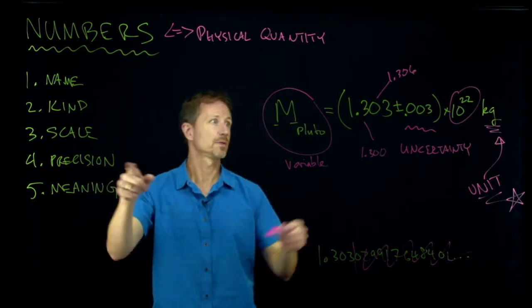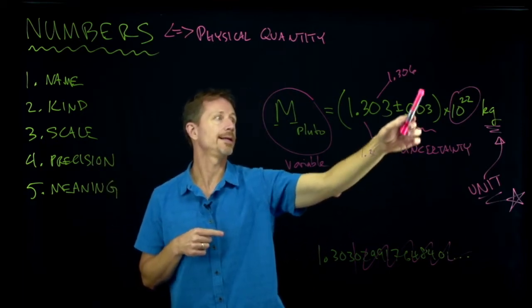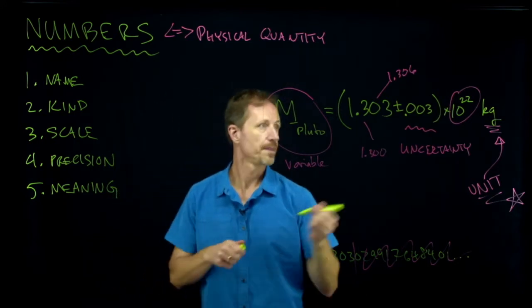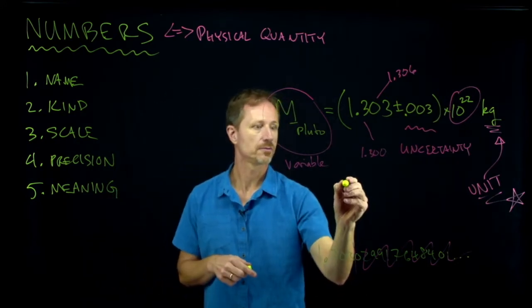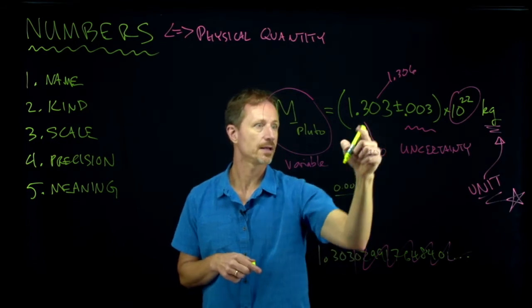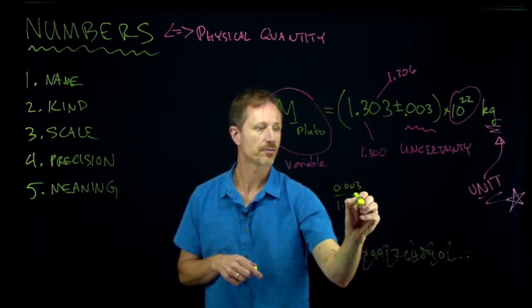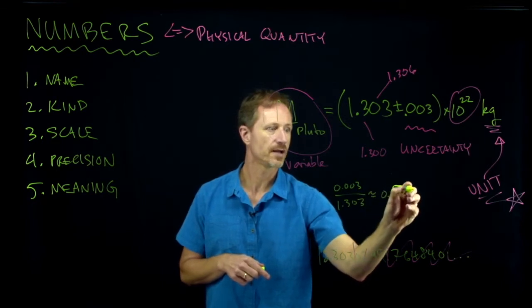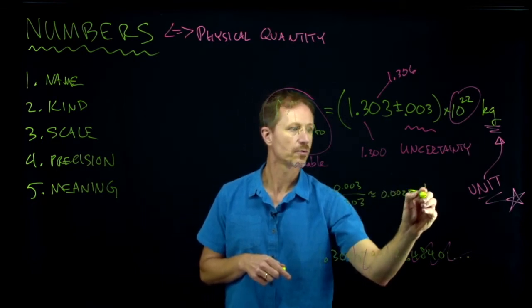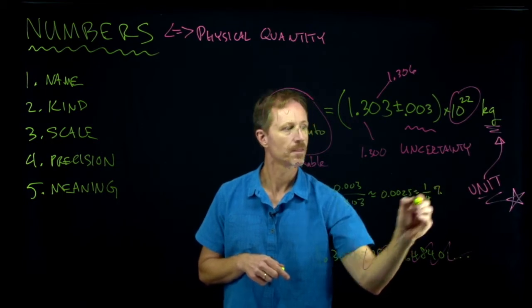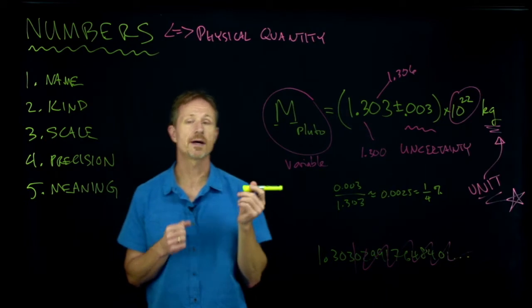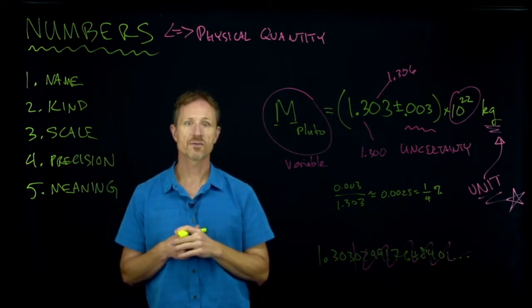What's its precision? Plus or minus 0.003 times 10 to the 22nd kilograms. In fact, that's about, let's see, 0.003 divided by 1.303 is about 0.0025, which is 1/4%. So the room for error, the room for uncertainty, I should say, in this number is about 1/4%. That's fairly precise.